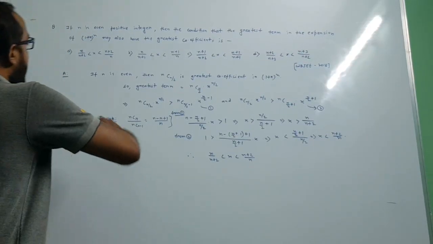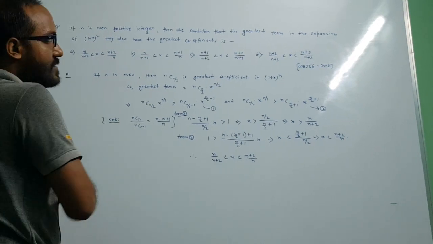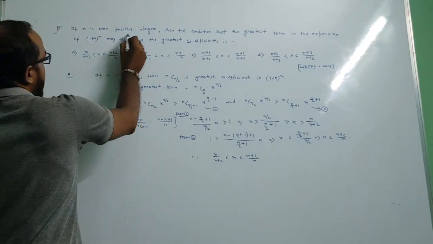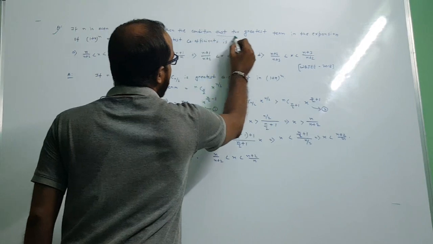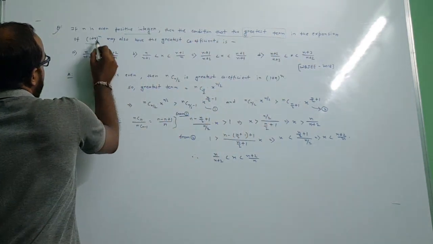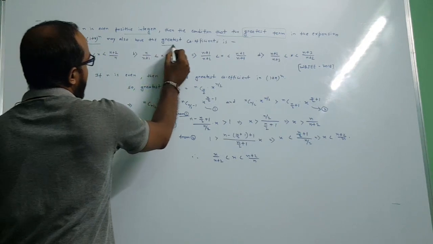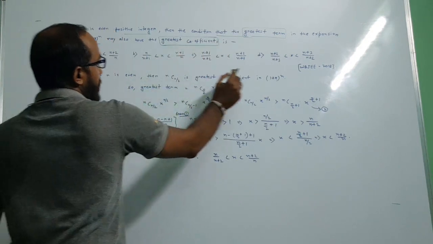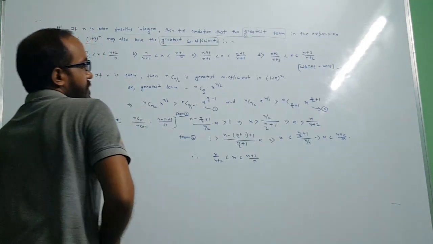So let us see one problem on the greatest middle term. If n is an even positive integer, then find the condition that the greatest term in the expansion of (1 plus x) to the power n may also have the greatest coefficient. This problem came in WBJEE 2018.